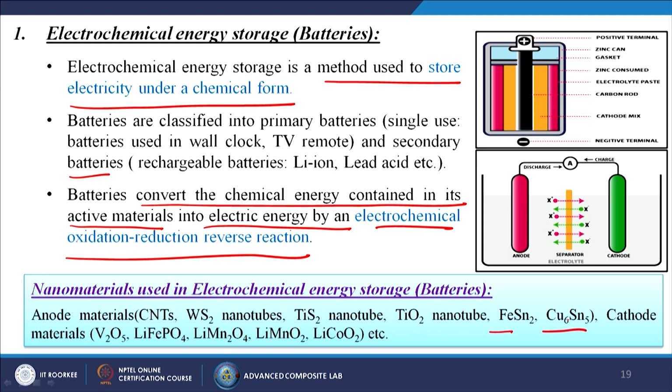For cathode materials basically we are using V2O5, vanadium pentoxide, then LiFePO4, LiMn2O4, LiMnO2, LiCoO2, etc. So, basically the chemical reaction is taking place, and due to that we are storing the electricity.